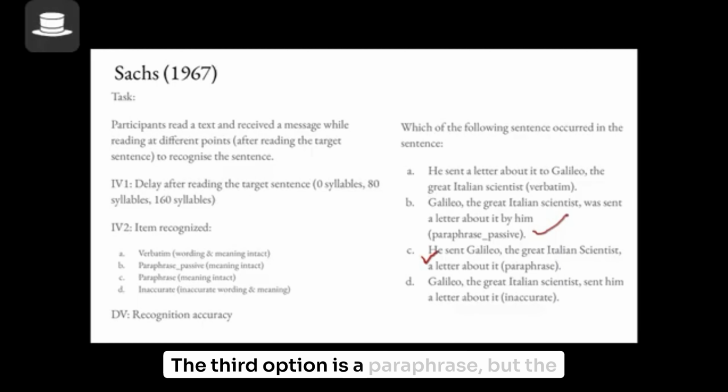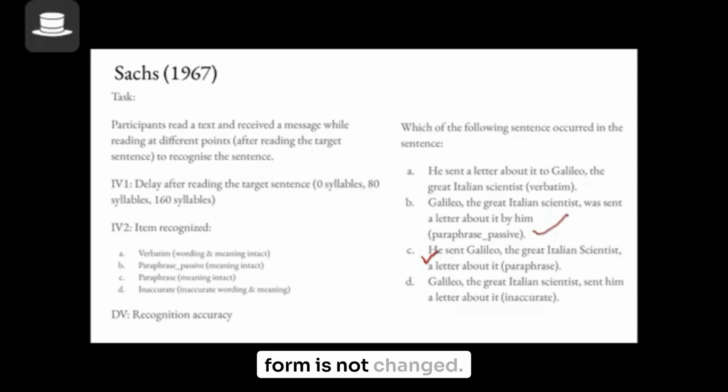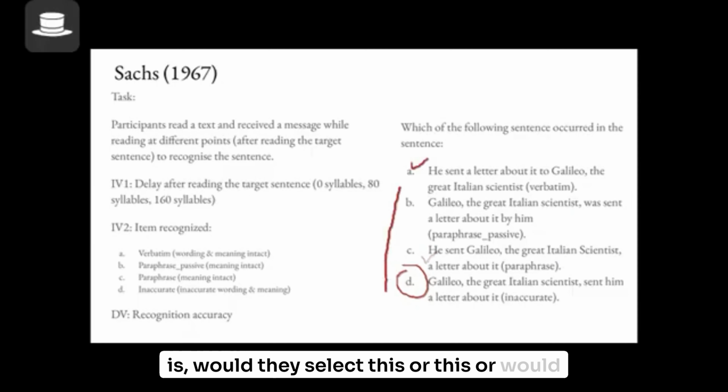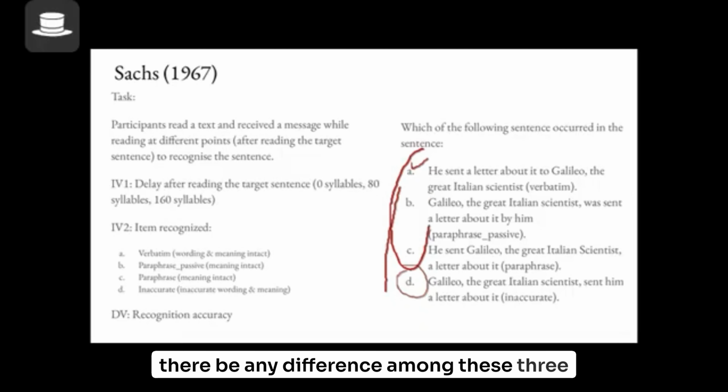The third option is a paraphrase, but the form is not changed: he sent Galileo. The last one is an inaccurate option. So the question is, would participants select this over this, or would there be any difference among these 3 options that have a similar meaning?